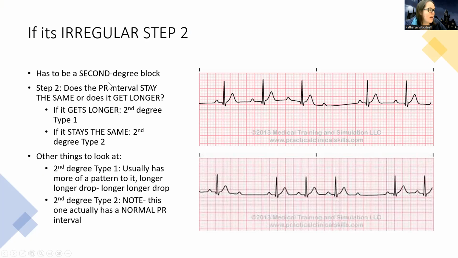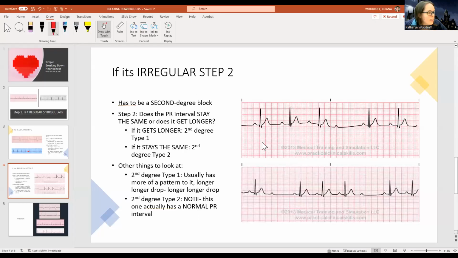So the question we want to ask ourselves after we recognize, okay, this is irregular, is: does the PR interval, remember the PR interval is from the beginning of the P wave to the pointy thing, stay the same or does it get longer? So if it gets longer, it's a second degree type one, but if it stays the same, it's a second degree type two. So let's look at this. So you see this one here, and I will do this too, where I use my little marker here. Actually, let's start with this one.